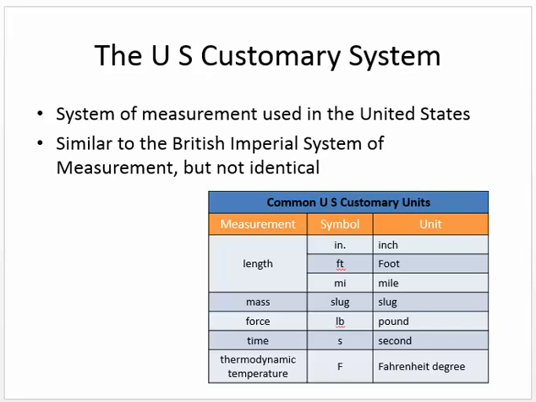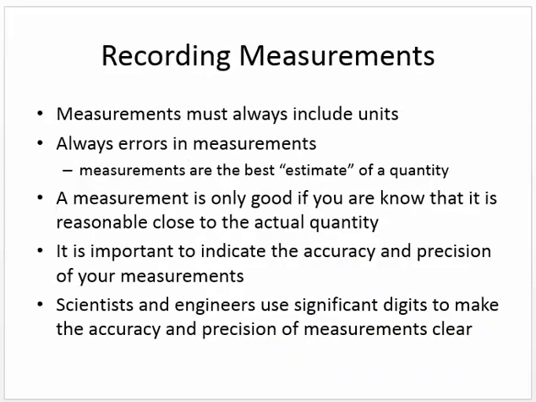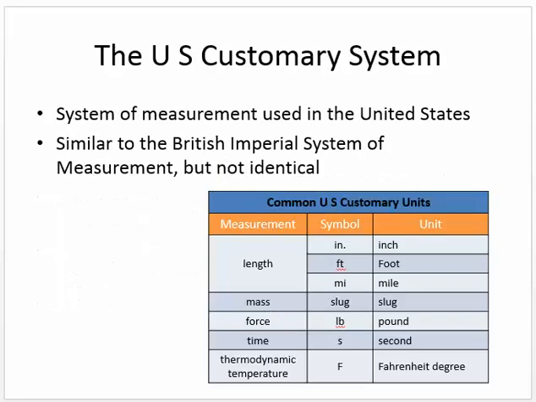System of measurement used in the United States, similar to the British imperial system of measurement, but not identical. All right, they're not exactly the same. Things I want to point out to you here. Now, length is going to be measured in inches, feet, or miles. Mass is in slugs. Get that. Mass is in slugs. All right, the number of slugs. Force, which is also weight, is the pound. Time is in seconds still, and then temperatures in Fahrenheit.